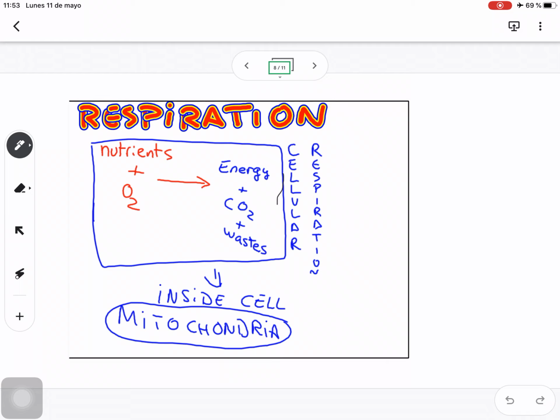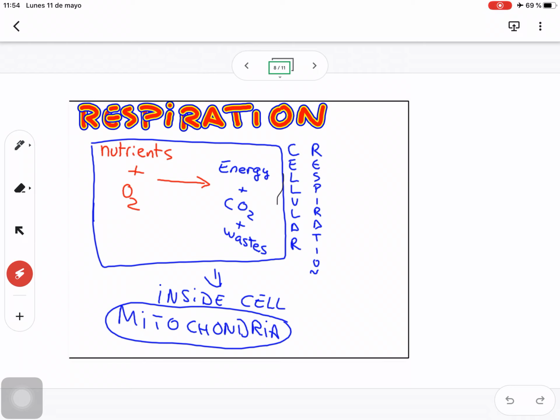What is respiration? Respiration is the process in which we use the nutrient we mix with oxygen, and with this process we obtain energy and we obtain carbon dioxide, that is a gas and has to be eliminated, and some waste. It's the same as when you are burning something and you have energy or heat, and then ashes remain. This process that happens inside every cell is called cellular respiration because it happens inside the cell.